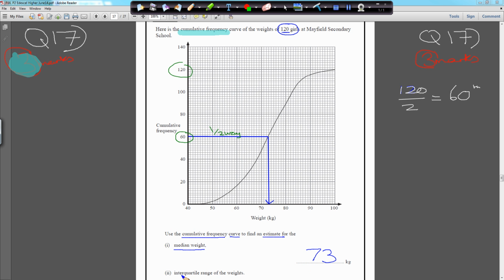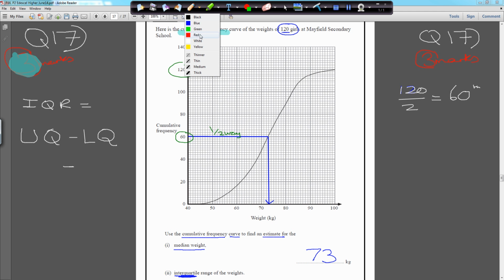The interquartile range of the weights will give you the 2 marks left for this question. So that's the next part. What is the interquartile range? Let's switch back to white. The interquartile range is equal to the upper quartile minus the lower quartile. Now let's change color and go for red.